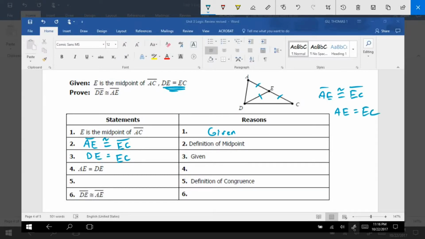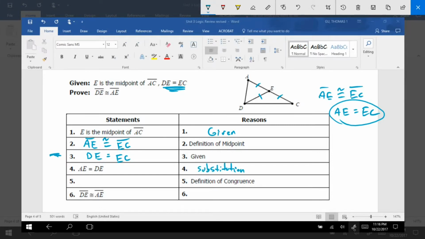So then instead of writing DE equals EC, they replaced the EC with an AE, because in our given, we have DE equals EC right here. And instead of writing the EC, they replaced it because AE equals EC. Once again, they're kind of skipping a little bit, but that's going to be the substitution property.